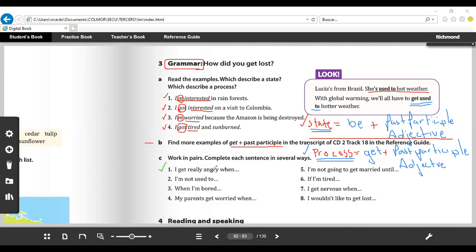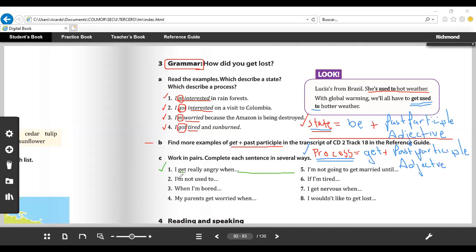I get really angry when... What else can we write over here? What makes you angry? I get really angry when someone shouts. As you can see here, we have the word get. Therefore, this is a process, because usually we are really calm, but when somebody is shouting or screaming, we get into the process of getting angry. This is why we're using get.